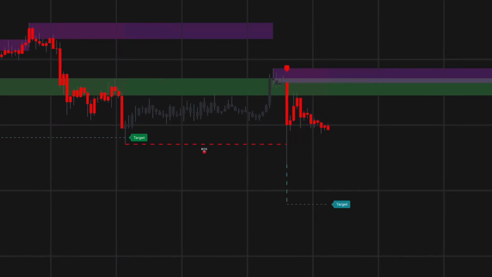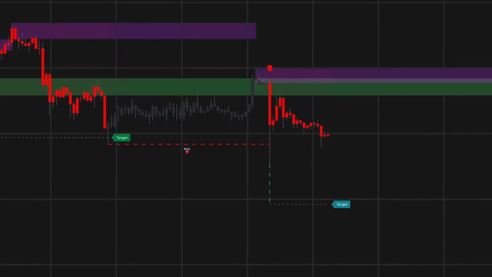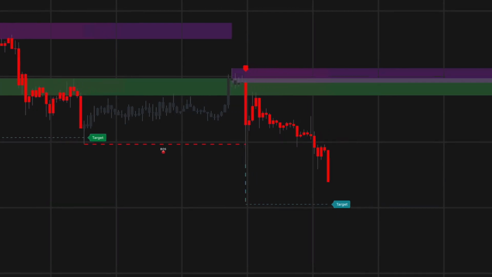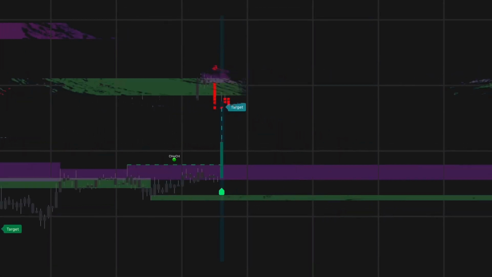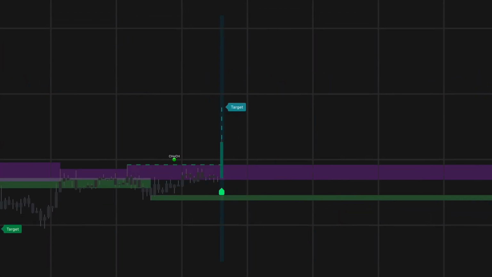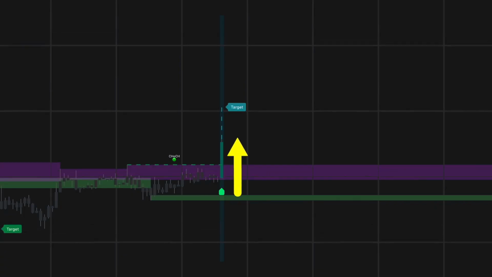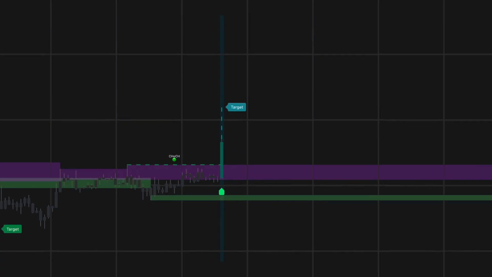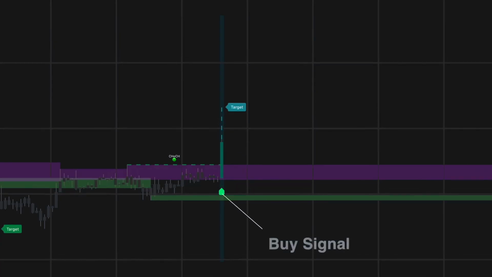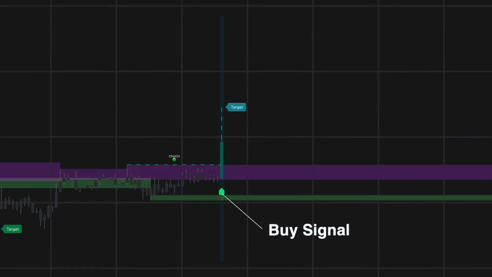Now let's combine the volume-based support and resistance indicator with the Smart Money Breakouts tool into one trading strategy. The strategy rules are simple. You buy when the following conditions are met. First, the price breaks above 4-hour resistance. Second, the Smart Money Breakout indicator gives a buy signal.